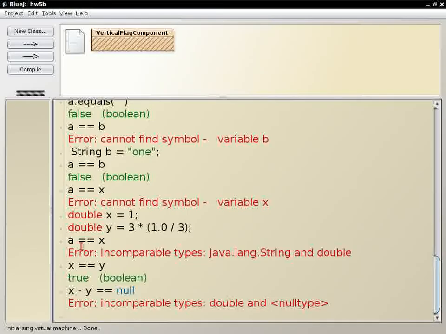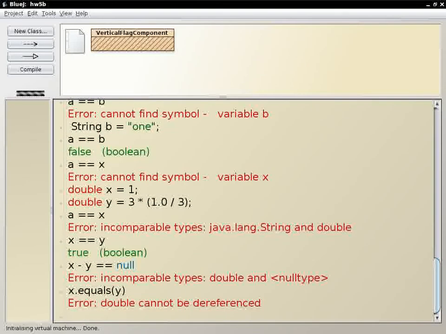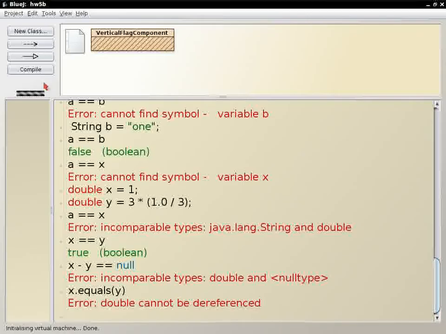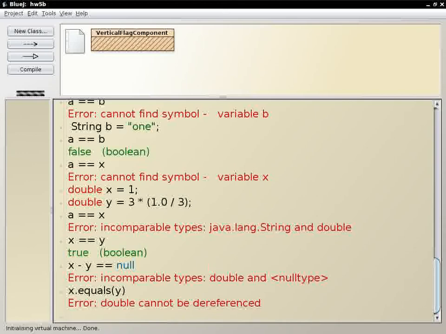And then finally, that one is also not correct. Why? What's the type of x? Look over here, you see the type of x is a double. And in Java, numbers are not objects. And so it's not legal to say a number dot anything at all. You can invoke methods only on objects, not on numbers. Just the way Java is.